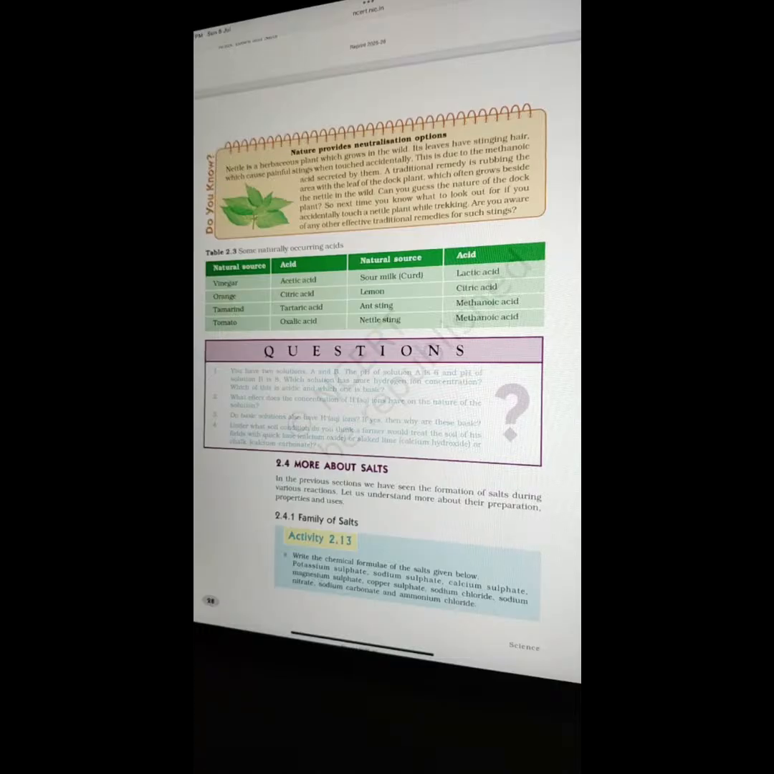Can you guess the nature of the dock plant? So, next time you know what to look out for if you accidentally touch a nettle plant while trekking. Are you aware of any other effective traditional remedies for such things?